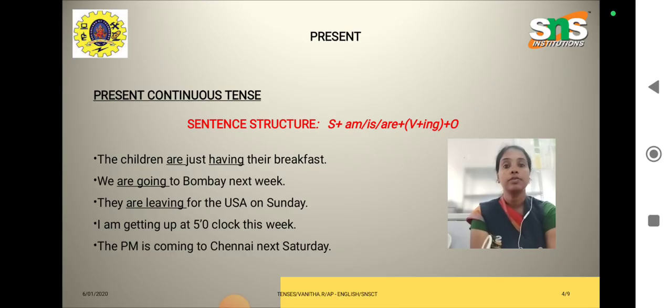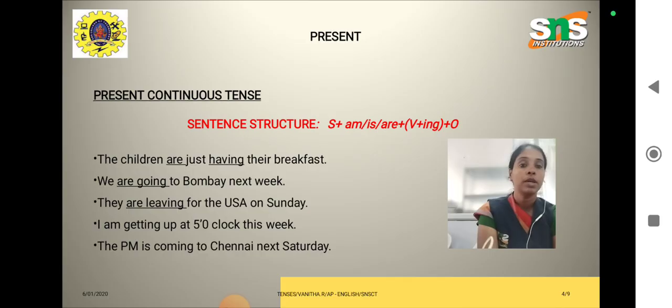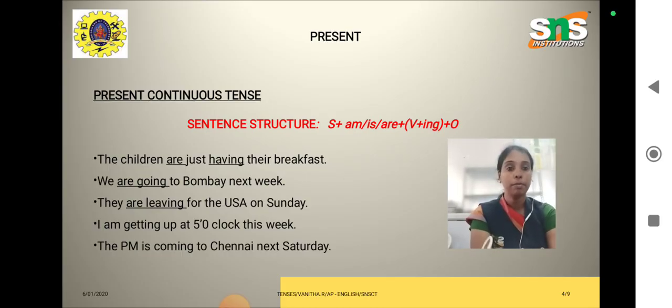If you see here in the slide, we have present continuous tense. The sentence structure of the present continuous tense is subject plus the be verb am, is, are, along with the main verb. In the main verb, in addition to the root word, we add the suffix ing to make the sentence continuous, and then the object. So subject plus be verb plus ing plus object is the sentence structure of the present continuous tense.